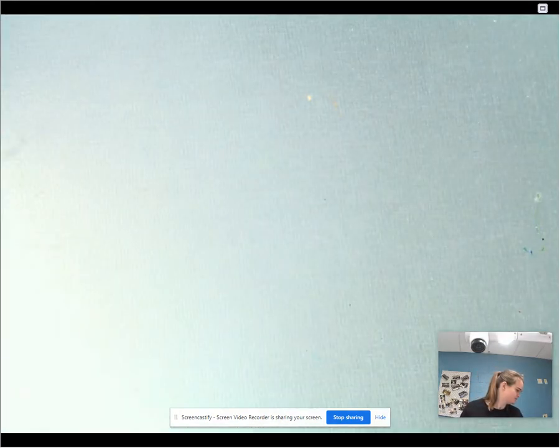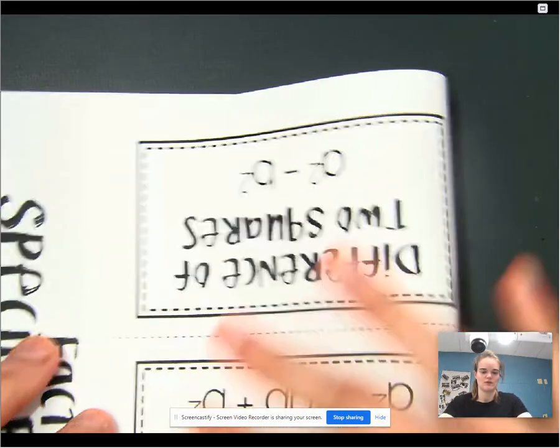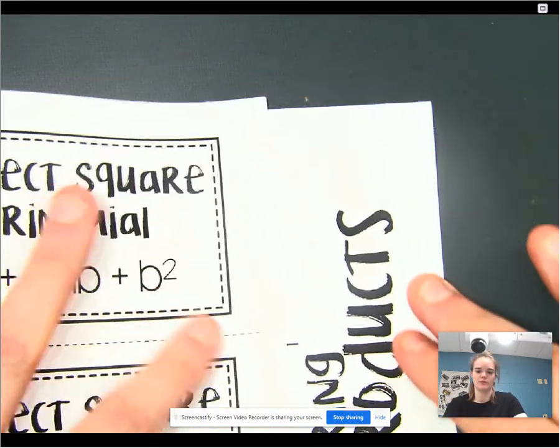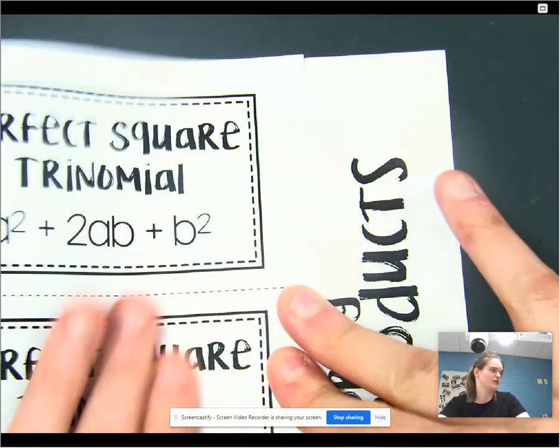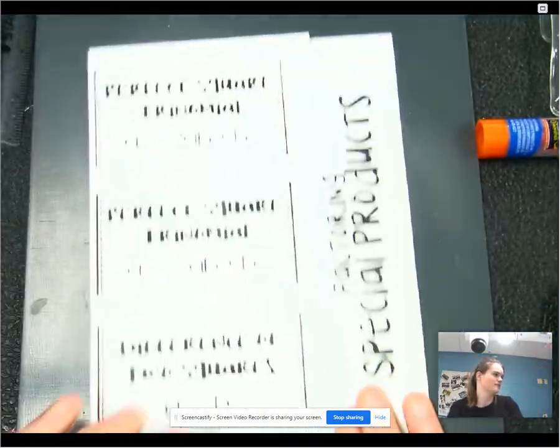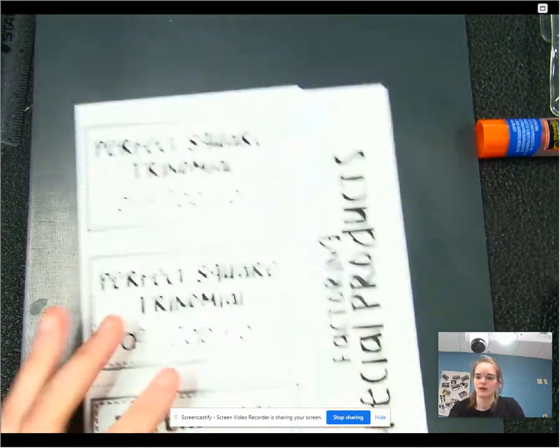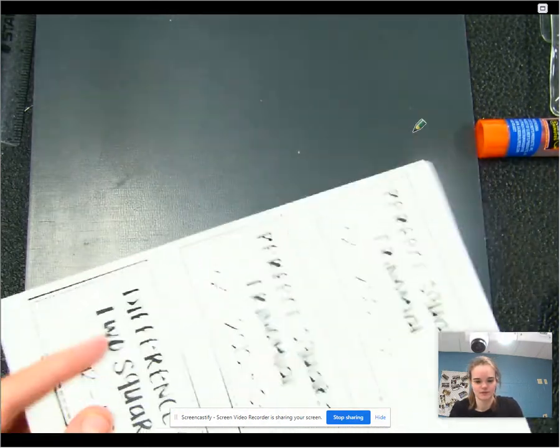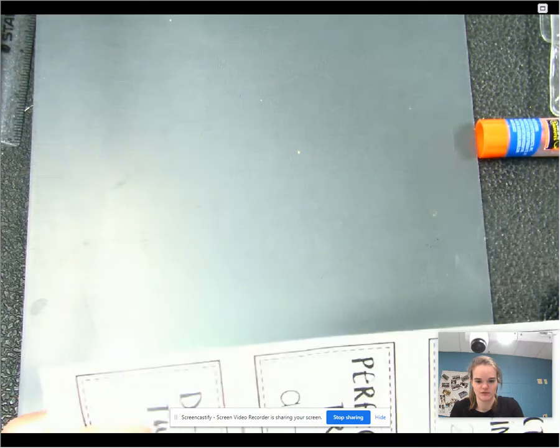All right. I'm going to go ahead and fold this foldable so that the words factoring special products is still sticking out. So it looks like this. Okay, and then I'm going to cut on the dashed lines.